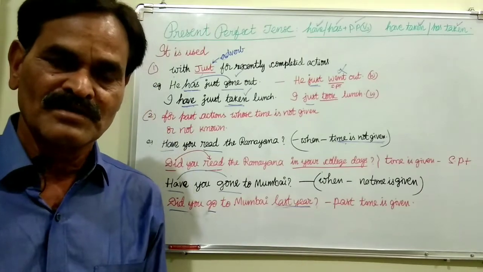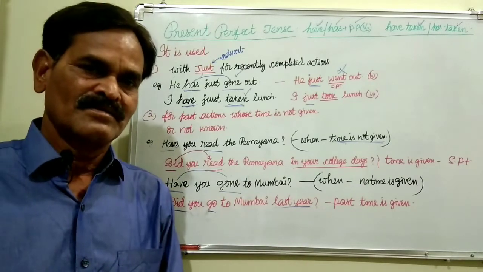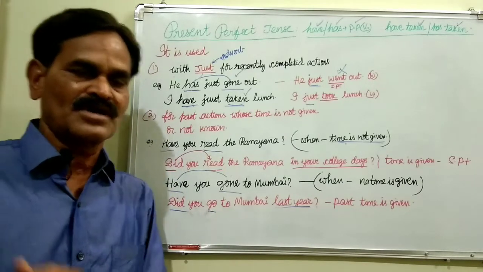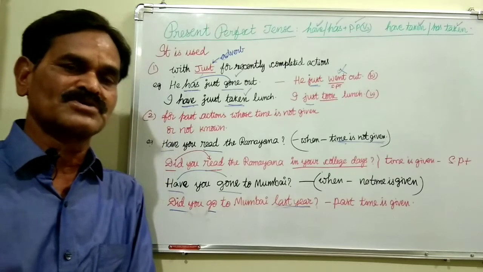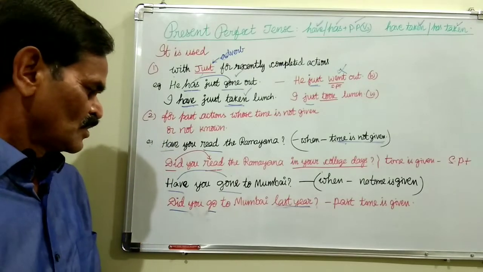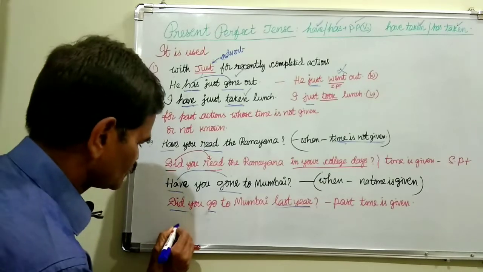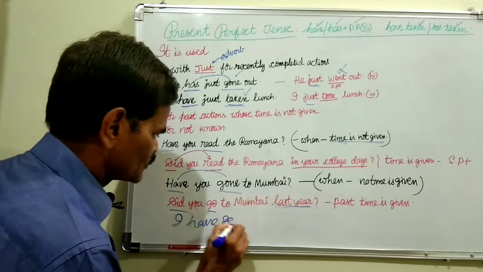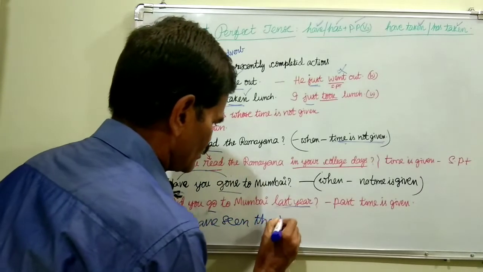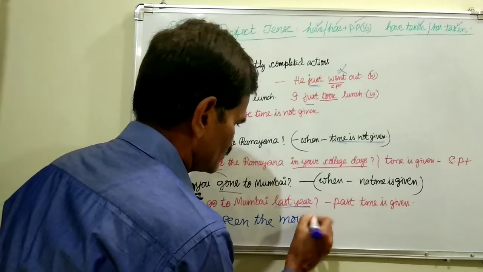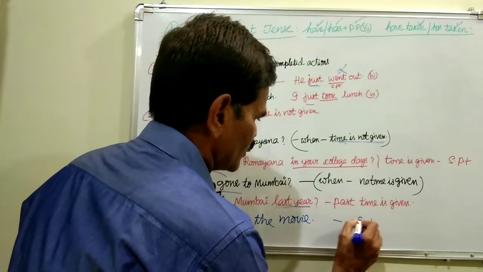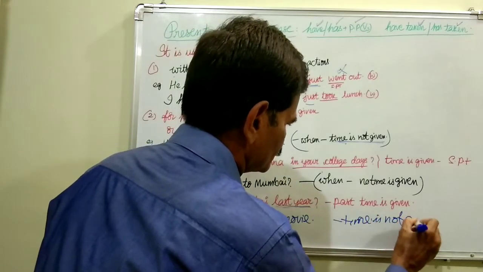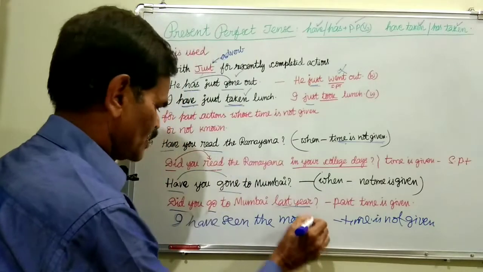Have you seen the movie? We can write that. Okay. But we cannot write, have you seen the movie yesterday? That is wrong, because yesterday is a specific past time. There you must use simple past tense only. Okay. I have seen the movie. Suppose, when time is not given, that's why here we have to use present perfect.